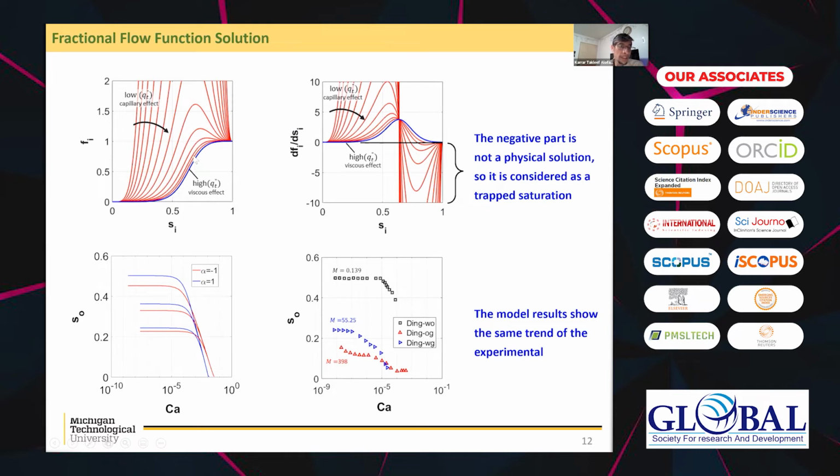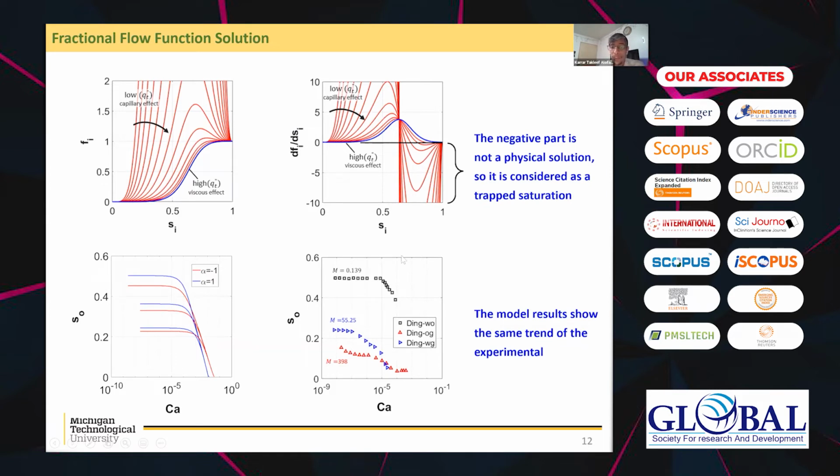And as the flow rate decreases, we can see more deviation from the viscous effect, which means this area is the capillarity dominant region, and this is the viscous dominant region. And when we take the derivative, we can see part of the region where the capillarity is dominant becomes negative. And this cannot be considered a solution in immiscible displacement.